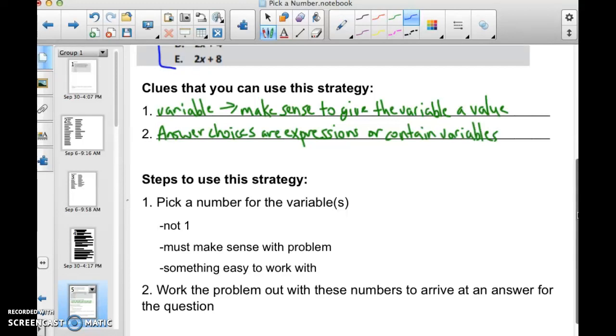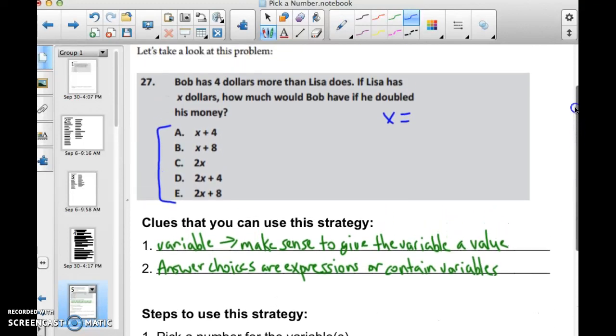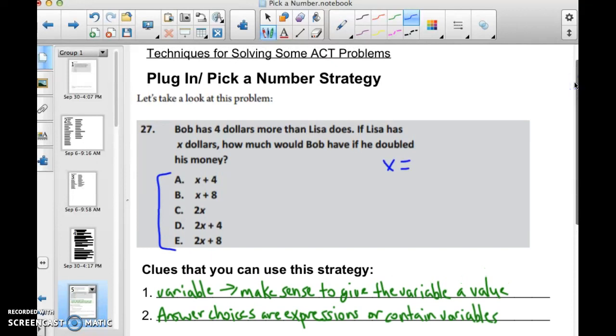And sometimes you'll hear problems that say X is a number that's divisible by 3. Well, then you would have to make X be a number that is indeed divisible by 3, so 9 or something. Okay? And then the final thing is something easy to work with. I always say use low numbers, so 2 through 5 if necessary, or if those make sense. Just make it a number that is easy to work with so you don't make the math harder than it needs to be.